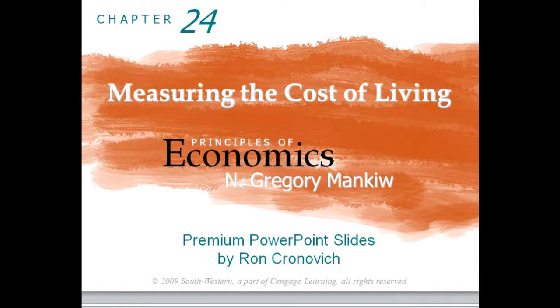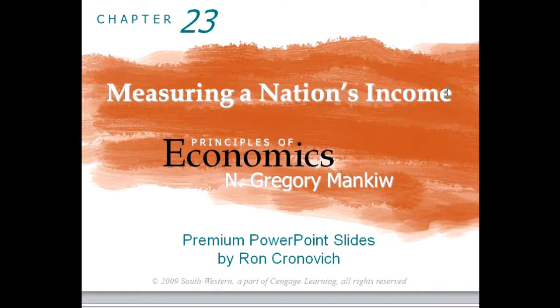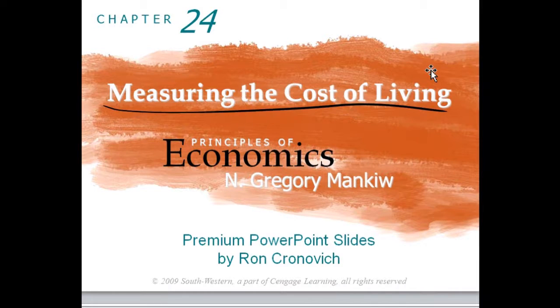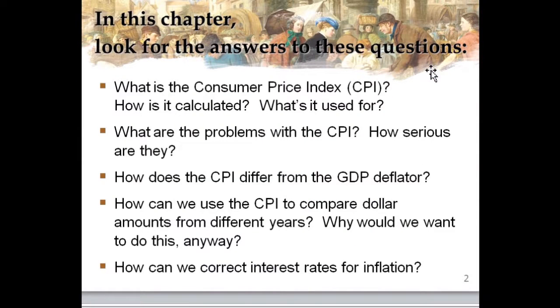Before we start this chapter, measuring the cost of living. This chapter is a kind of follow-up to what we talked about in the previous chapter. In the previous chapter, we looked at the GDP deflator, which essentially removed inflation from the production measurement. You must go back to the chapter Measuring a Nation's Income to be able to understand the content of this chapter well. Now, we are going to look at something slightly different but somewhat related to inflation.